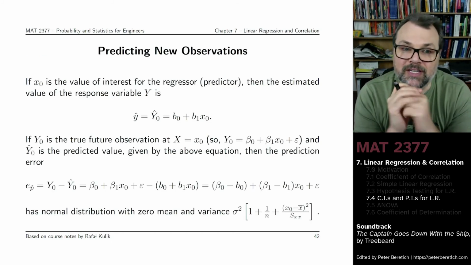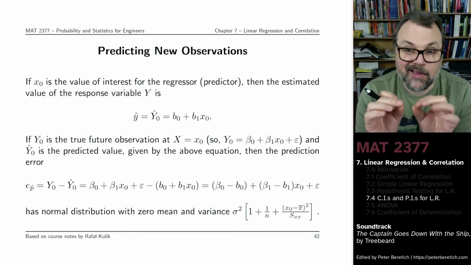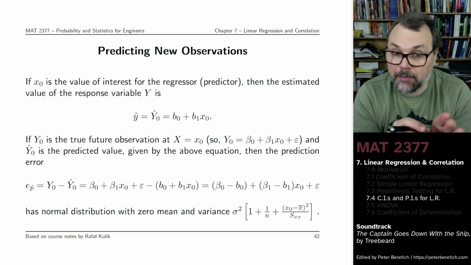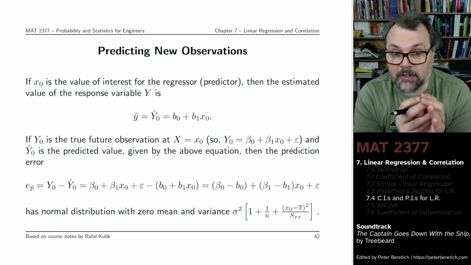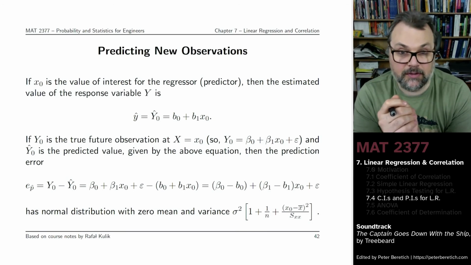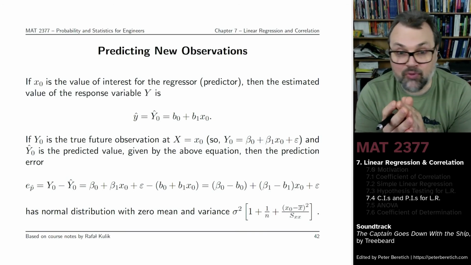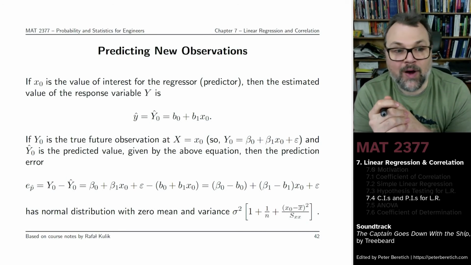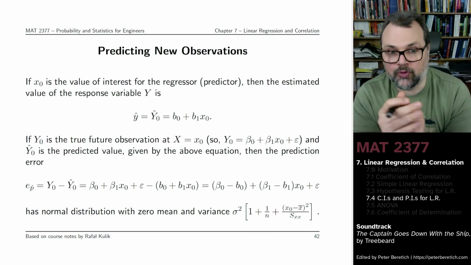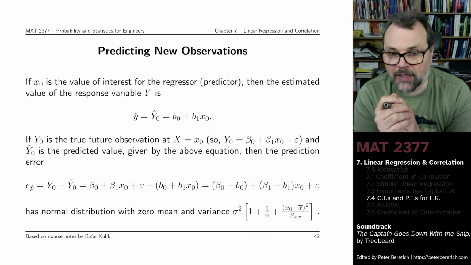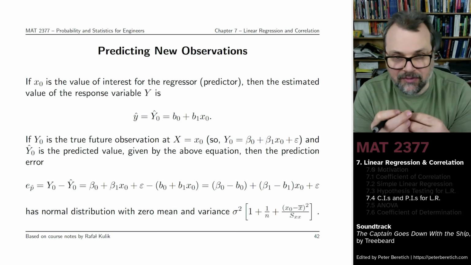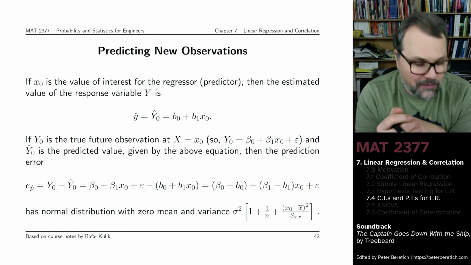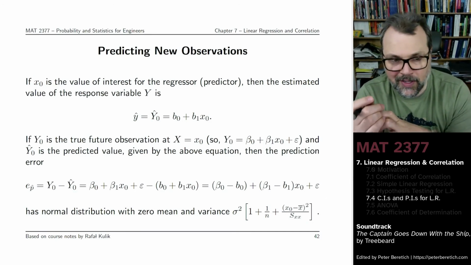Now, what if you wanted to predict new observations? Not the mean response, but the actual response. Your best bet is going to be the mean, the line of best fit, right? So your prediction at a point x0 would be y hat, b0 plus b1 x0. Now, if y without the hat is the true future observation, the true new observation at a point, and y hat is the predicted value given by the line of best fit, then the prediction error would be the difference between the true value and the predicted value.